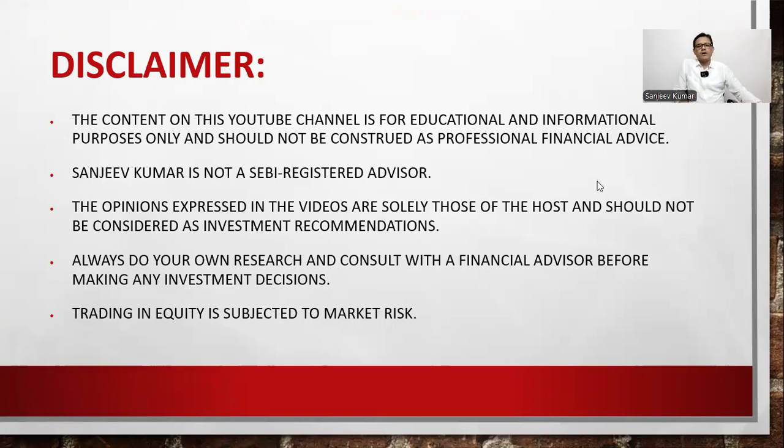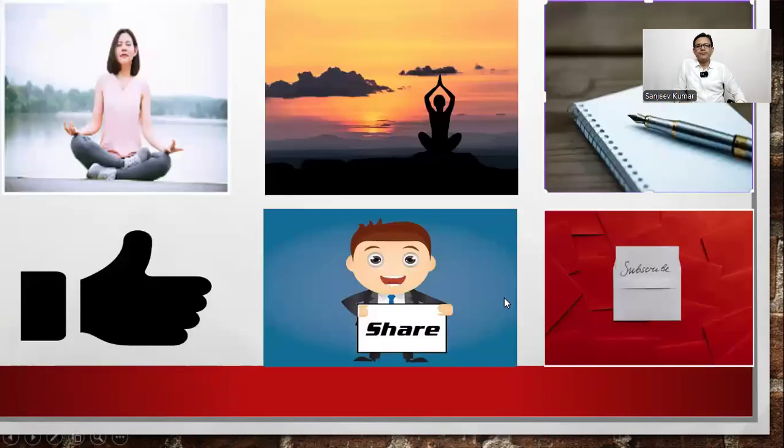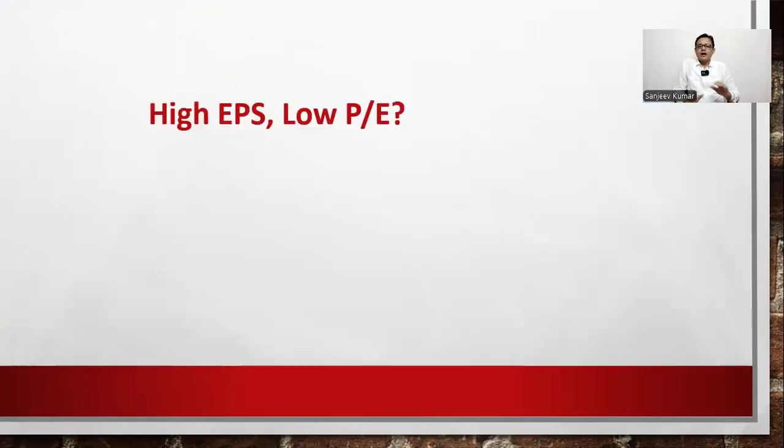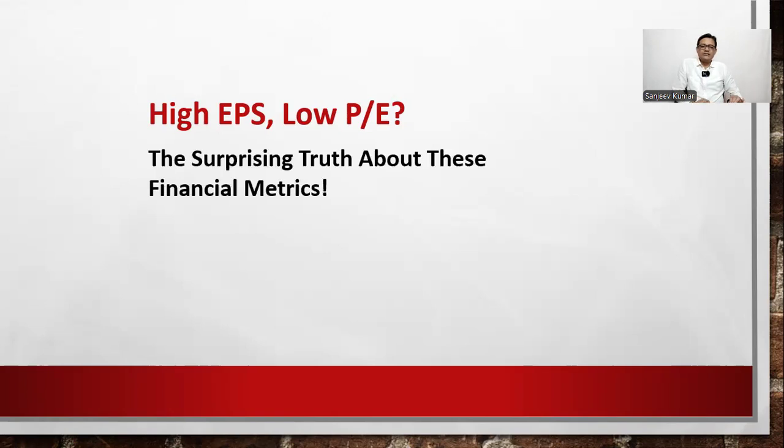So now, high EPS, low PE. We sometimes see that EPS is very high, but still PE is low. What is the meaning? If EPS is high and EPS is connected with PE, then PE should be high. So what is the surprising truth?